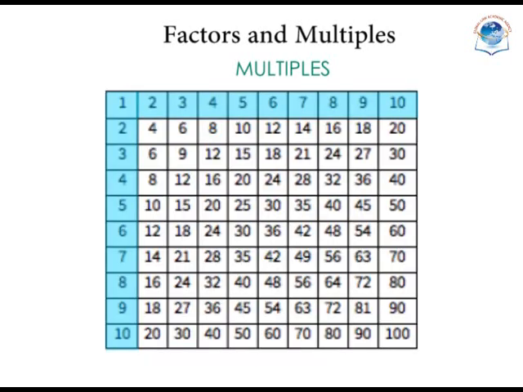If you look at the multiplication table, the numbers inside are the multiples of the numbers in the colored row and column.